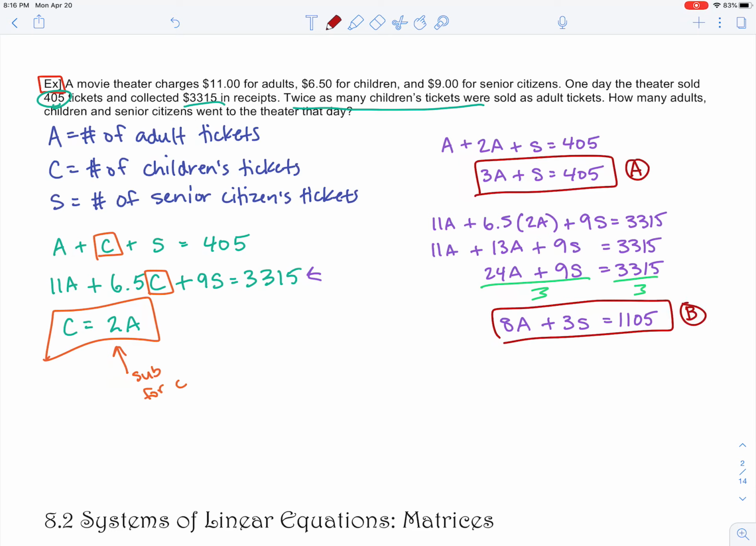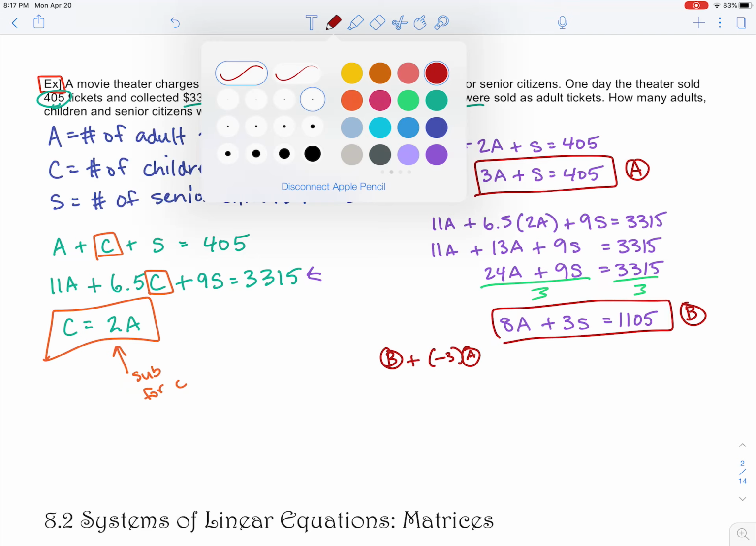I can now use substitution or elimination to solve this system. I think I will do substitution. Not substitution, I think I'll do elimination. I'll eliminate the S. So I think I'll do equation B plus -3 times equation A. That way I can eliminate S and then solve for A. So I write that down here.